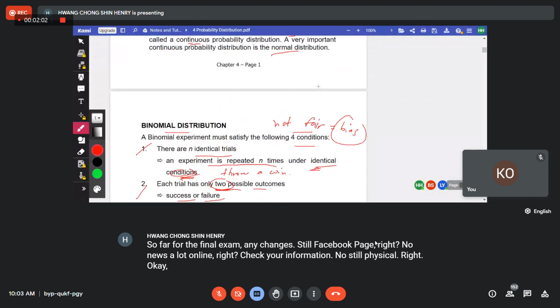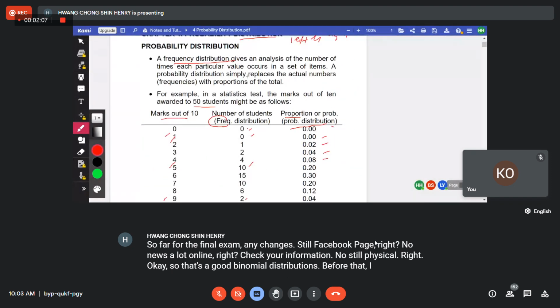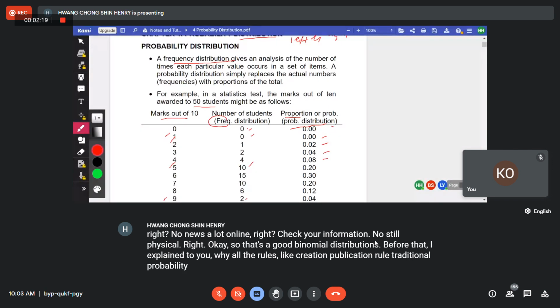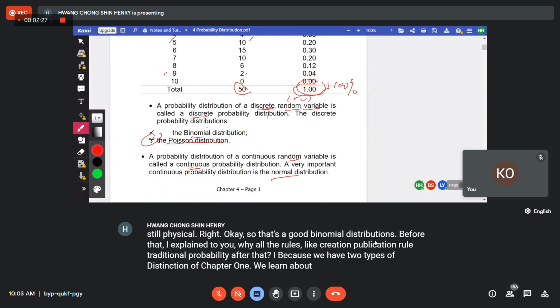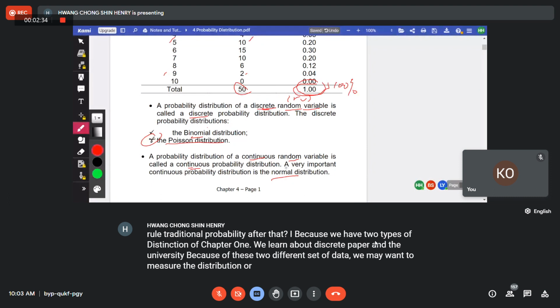Okay, so just a quick recap what we learned last week, binomial distributions. Before that, I already explained to you why we have probability distribution. Last 2 weeks, we learned about probability, all the rules, right? Addition, multiplication rule, conditional probability, tree diagram, and also the table. After that, in chapter 4, because we have 2 types of distribution of data. Remember in chapter 1, we learned about discrete data and continuous data, right? Because of these 2 different set of data, when we want to measure the distribution of probability, we have to have different type of measurement.